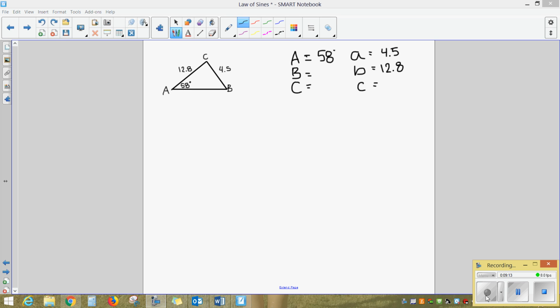All right, hopefully as you're looking at this, you think, well, I don't know anything about the C's, and I know half of the B pair, and I know both of the A's, so I'm going to look for angle B there. Go ahead and pause that and set it up, and then I'll catch up with you in a minute.